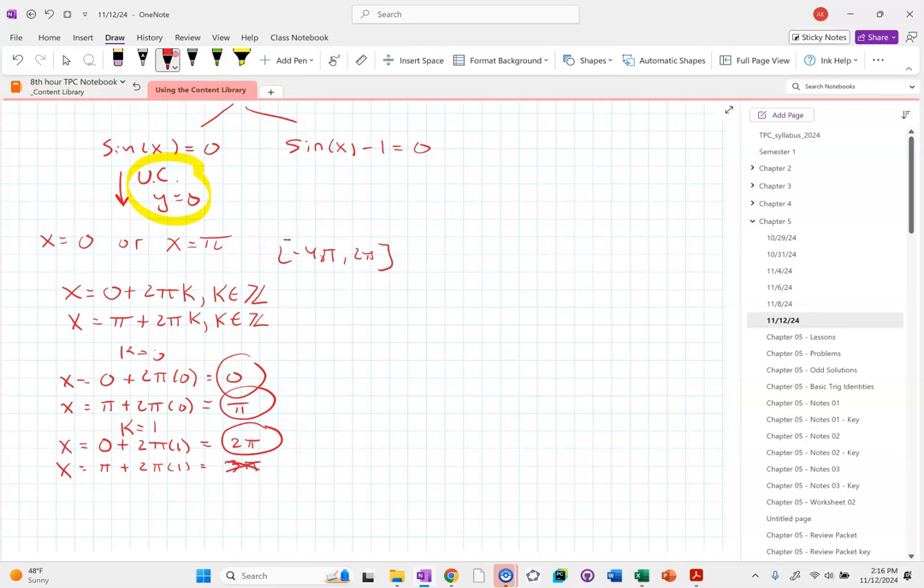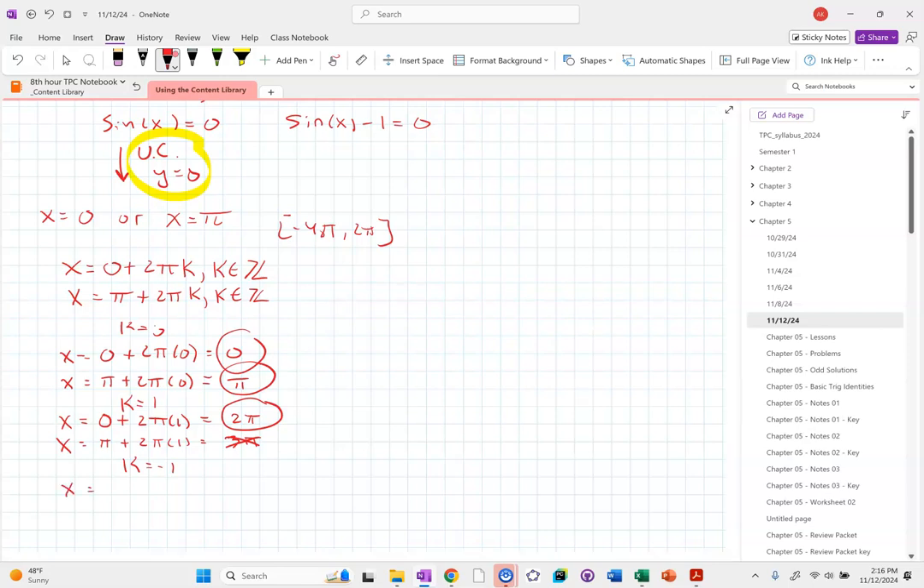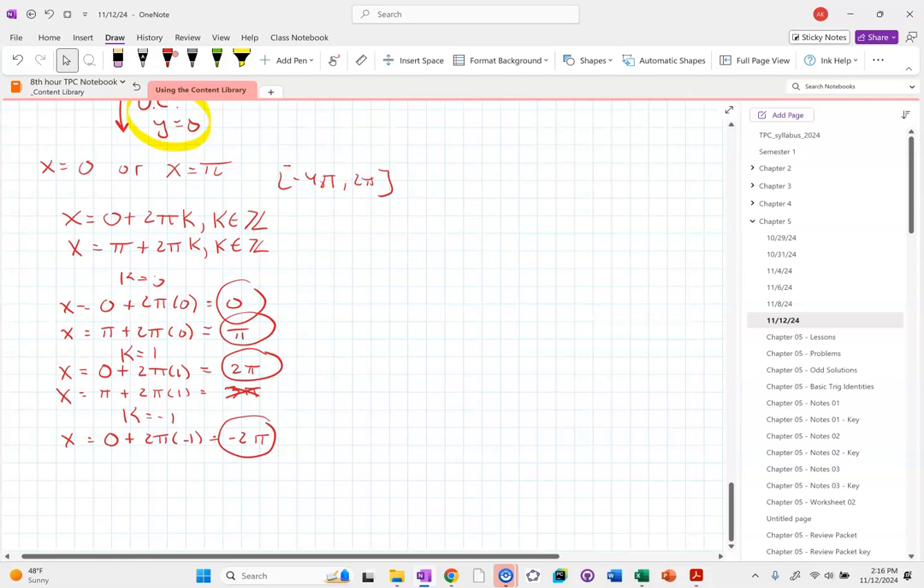So that tells me, since I found one that was either right at the tippy top of my interval or too big, I've gone as big of the k as I need. So now I need to look at smaller k's. So let's try k equals negative 1. That's going to give me negative 2 pi. That's okay. That's in there.